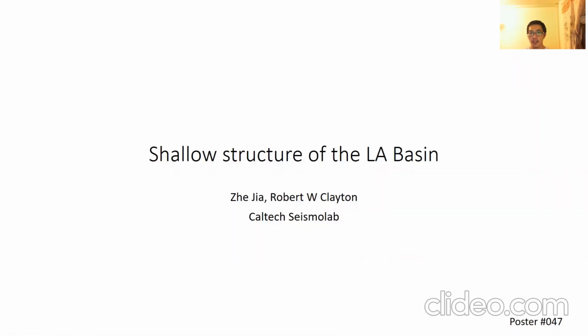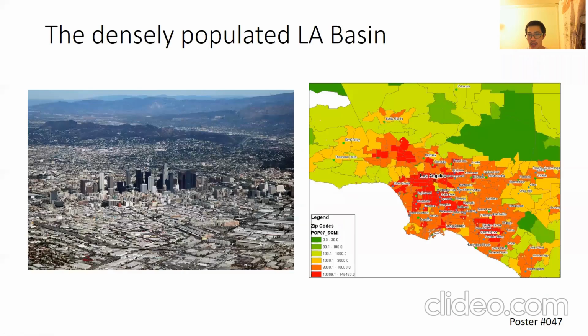Our work focused on resolving the shallow structure of the Array Basin. The structure of the Array Basin plays an important role in the seismic hazard of this densely populated area, and the existence of the basin structure could amplify the strong ground motion waves.